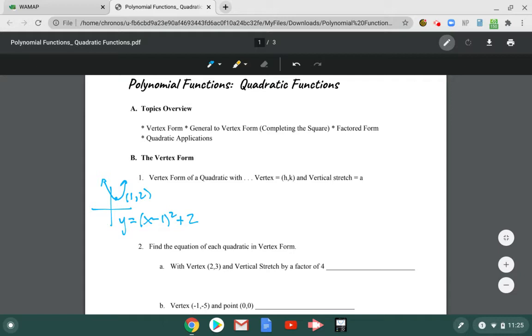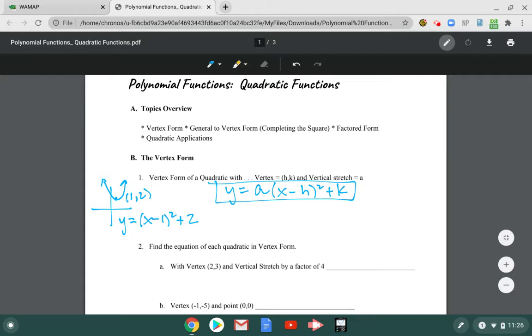The only thing that we're missing is any kind of a stretch or compression. So if I put it into vertex form, y equals a. So a is my compression, stretch, or reflection. It could be negative. (x minus h) squared plus k. This is our vertex form.